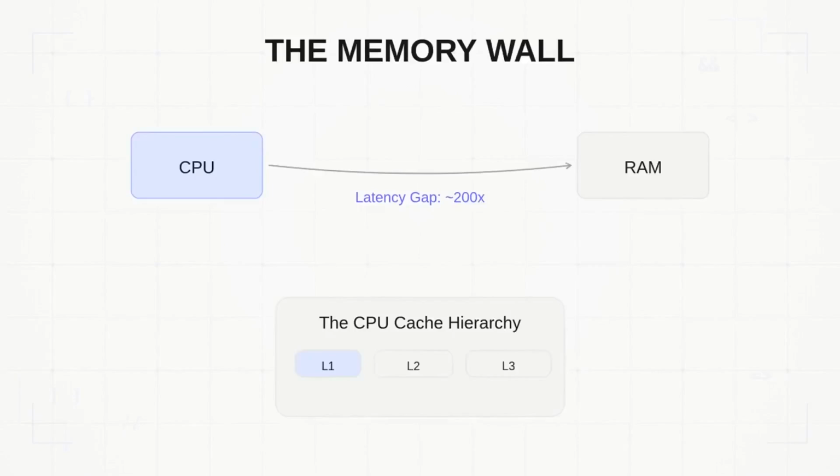This leads to cache misses, where the CPU sits idle for hundreds of cycles waiting for data to arrive from RAM. In this video, we'll explore why the classic object is often the enemy of high-performance computing, and how we can rethink our data structures to work with the hardware, not against it.